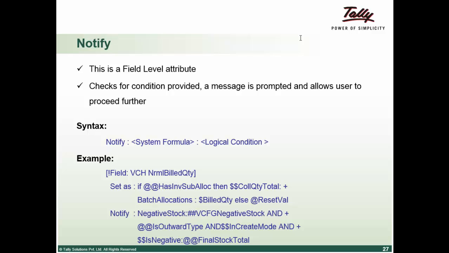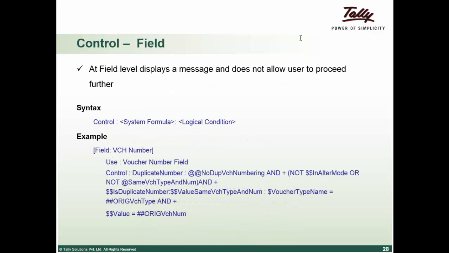Then we have a control at field level. The control attribute is a combination of validate and notify. What does validate do? It simply blocks the field and does not allow you to go further. Whereas notify gives you the message but allows you to proceed further. When it comes to control, it's a combination of both. It gives you the message as well as does not allow you to proceed further.